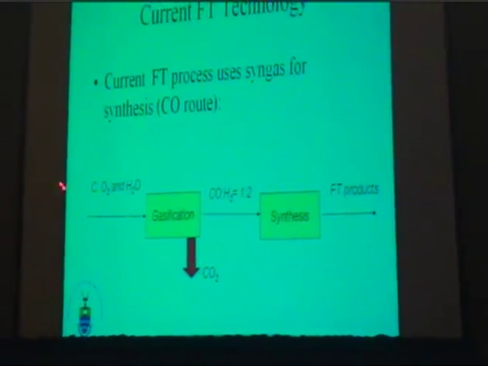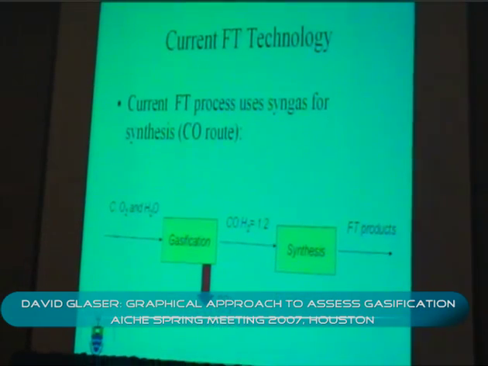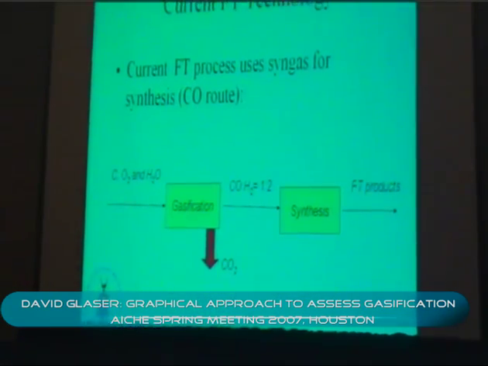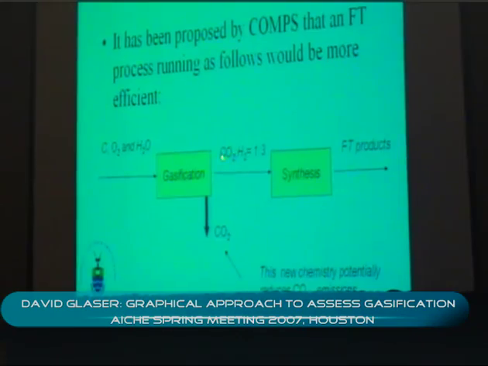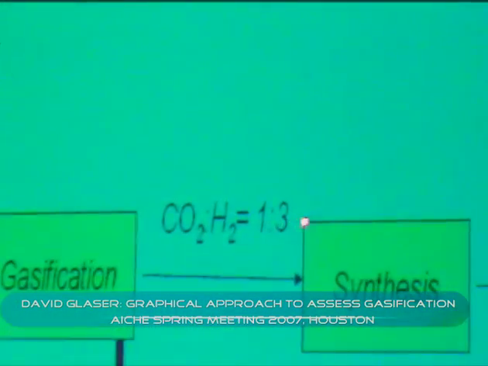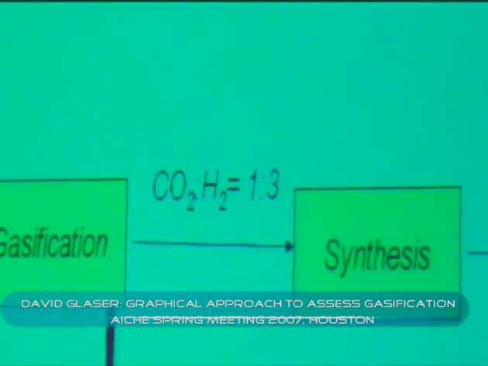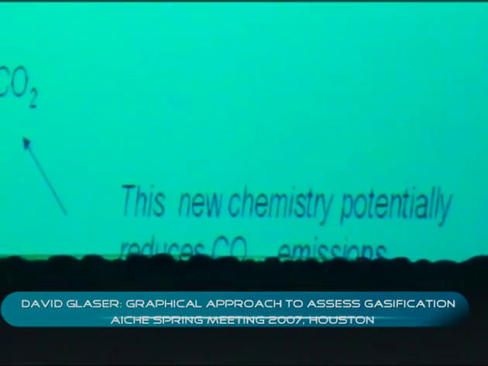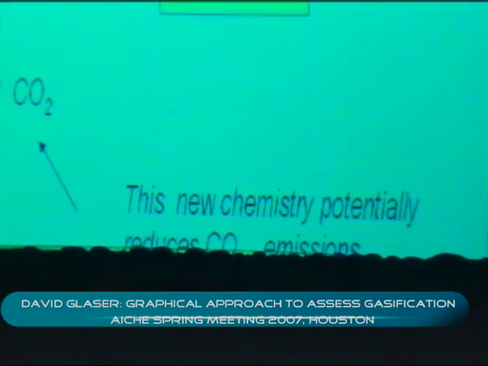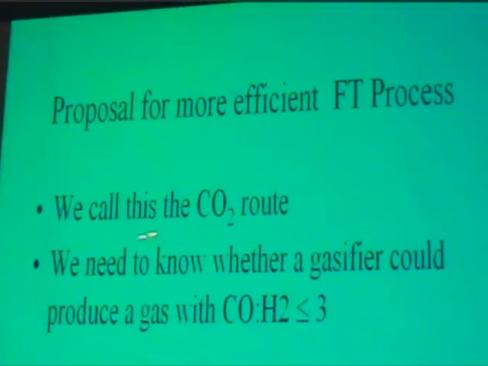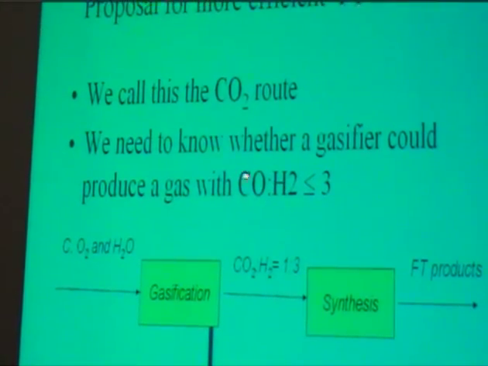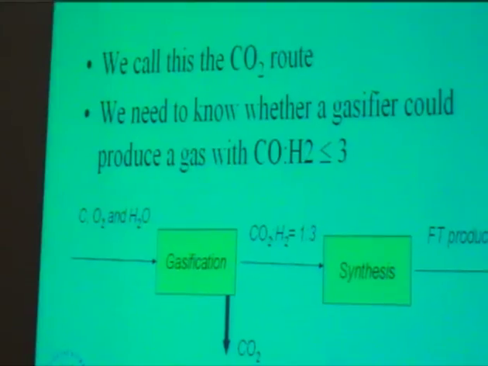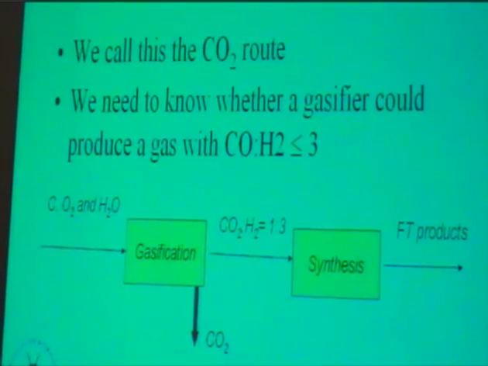So the normal process is to get rid of the CO2, and we're saying maybe that's not necessarily a good idea. And if you go the full other way, you can use CO2 plus hydrogen in the 1:3 ratio. And we believe, for reasons which I'm not going to go into in this talk, that will reduce CO2 emissions in the end. So, we call this the CO2 route, and we need to know whether a gasifier could in principle produce a syngas, and that should be CO2, hydrogen, in the 1:3 ratio.